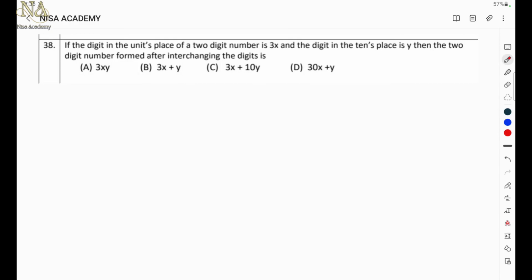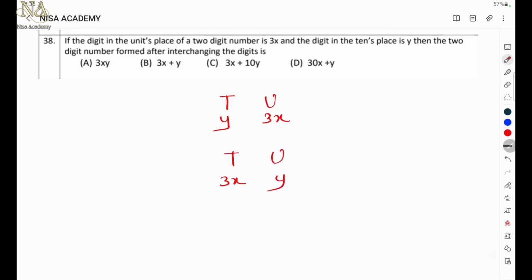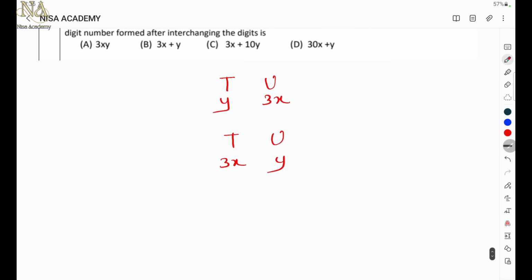Next problem, question number 38. If the digit in the units place of a two-digit number is 3x and the digit in the tens place is y, then the two-digit number after interchanging the digits is? So first see, this is the units place, this is the tens place. So the digit in the units place of a two-digit number is 3x and the tens place is y. Then the two-digit number after interchanging: this 3x will come here and this y will come here. So what is the number? You will say 3xy? No.